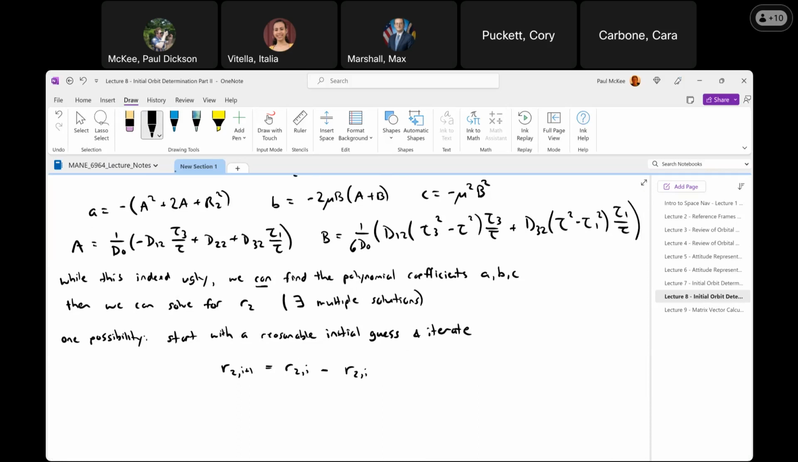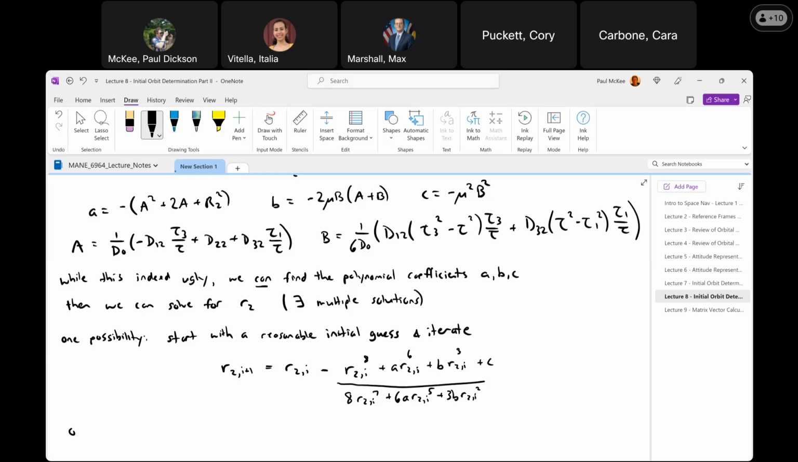Minus R2i to the 8th plus a R2i to the 6th plus b R2i cubed plus c, and then this is all over 8 R2i to the 7th plus 6a R2i to the 5th plus 3b R2i squared. And so it should make sense that the denominator is the derivative of the numerator, right? This is using like a Newton iteration. So you would start and then iterate until you converge. This is one way of doing it, right?